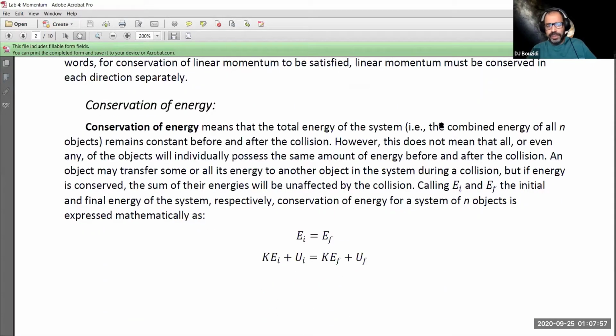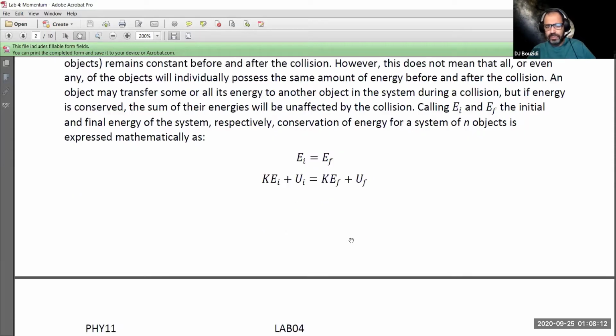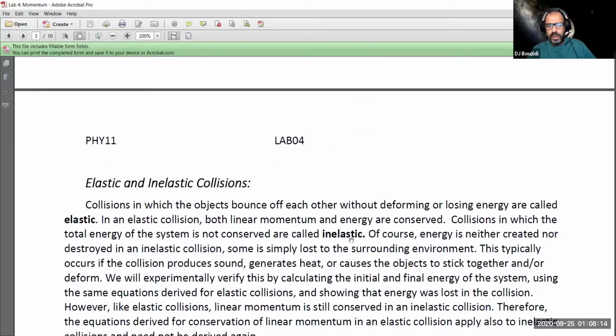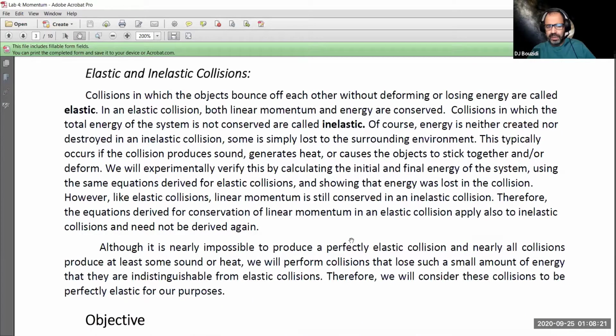Now, energy is also conserved in all processes that don't involve friction or engines. So the total energy, namely the mechanical energy, which is the sum of the kinetic energy plus potential energy, is always the same before and after. Then we have the definition of collisions. There are two types of collisions: the so-called elastic collisions, where the kinetic energy is conserved, and the inelastic collisions, where the kinetic energy is not conserved.